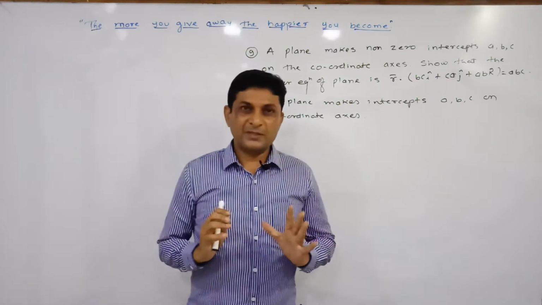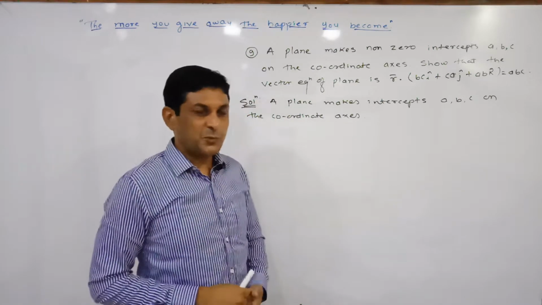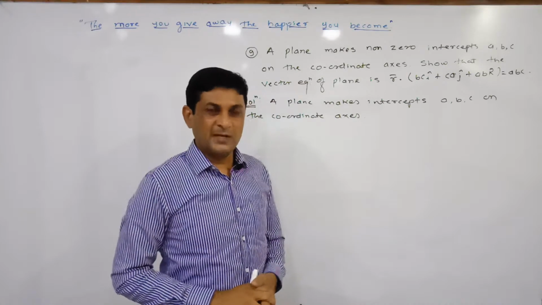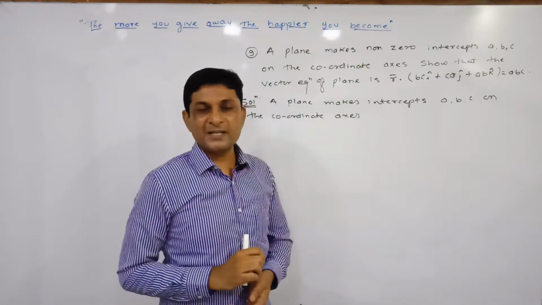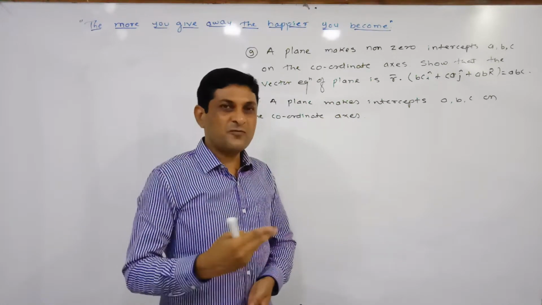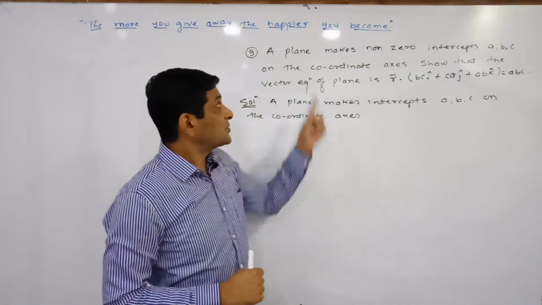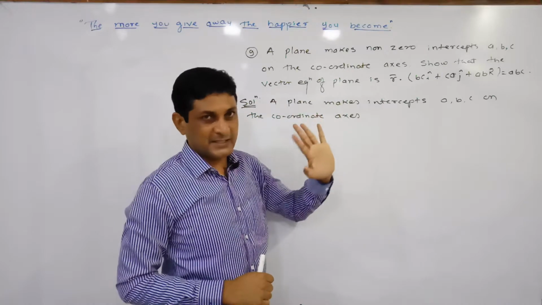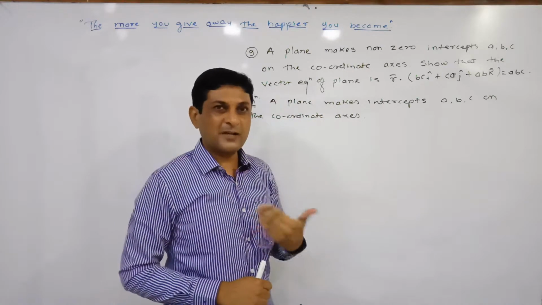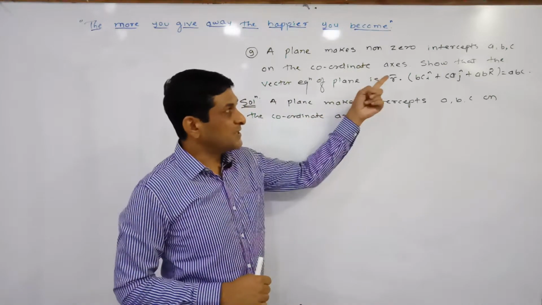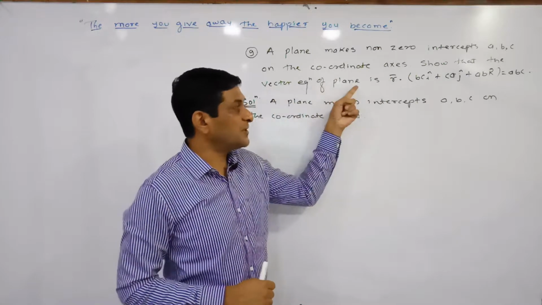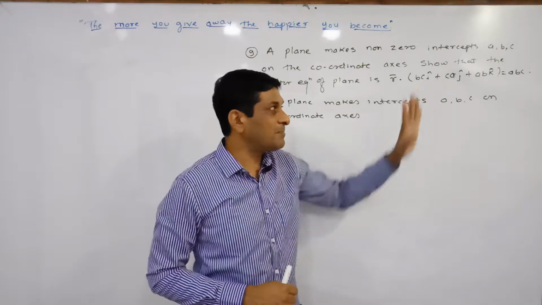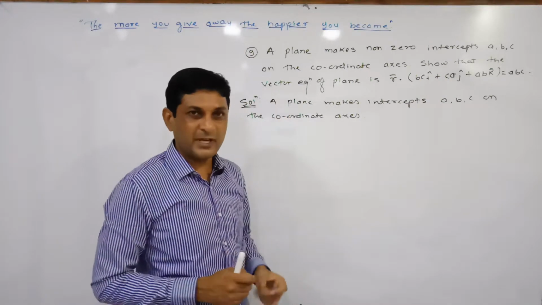See, the ninth example is one of the very important examples which gives us one very important formula also. So first let us try to solve this example, and later on we will see what important formula we are getting here. So the plane makes non-zero intercepts a, b, c on the coordinate axes. a, b, c are the intercepts made by the plane on the coordinate axes. Using this we have to show that the vector equation of the plane is r bar dot bc i cap plus ca j cap plus ab k cap is equal to abc.